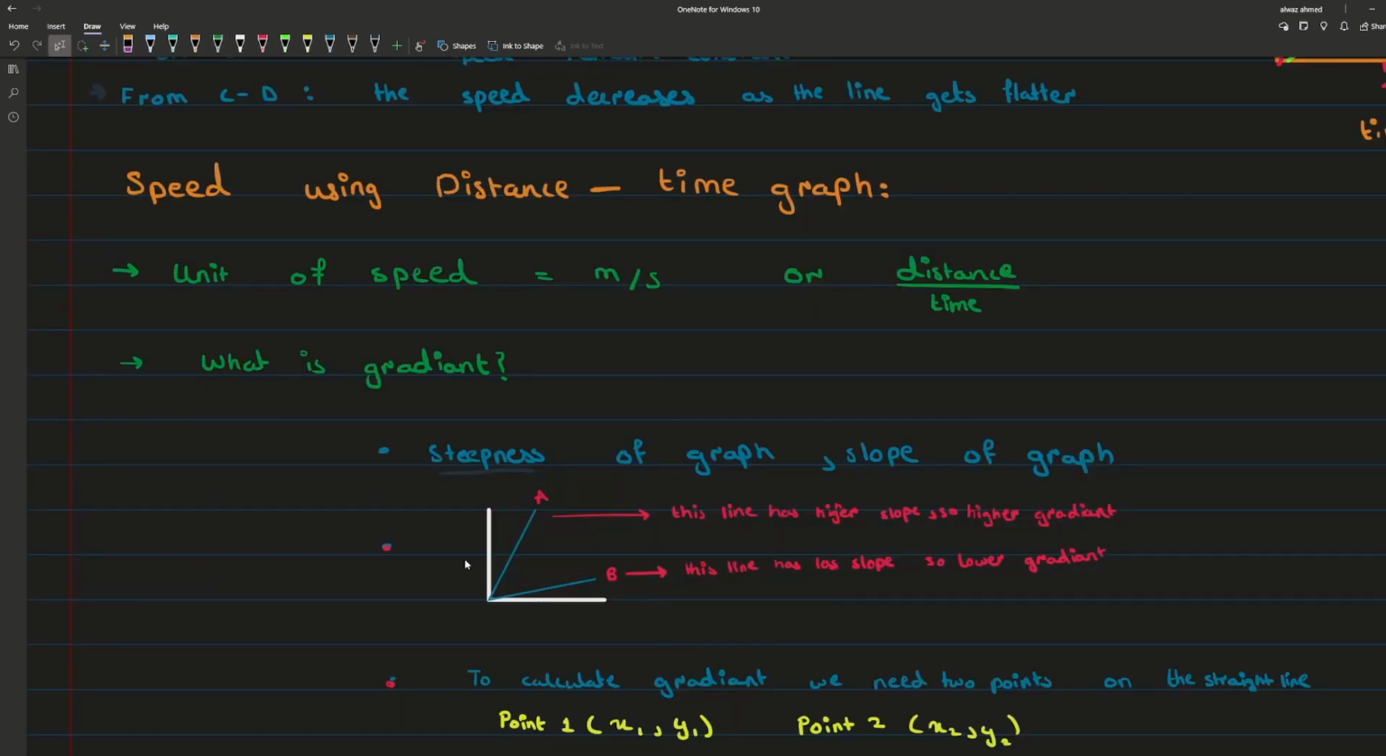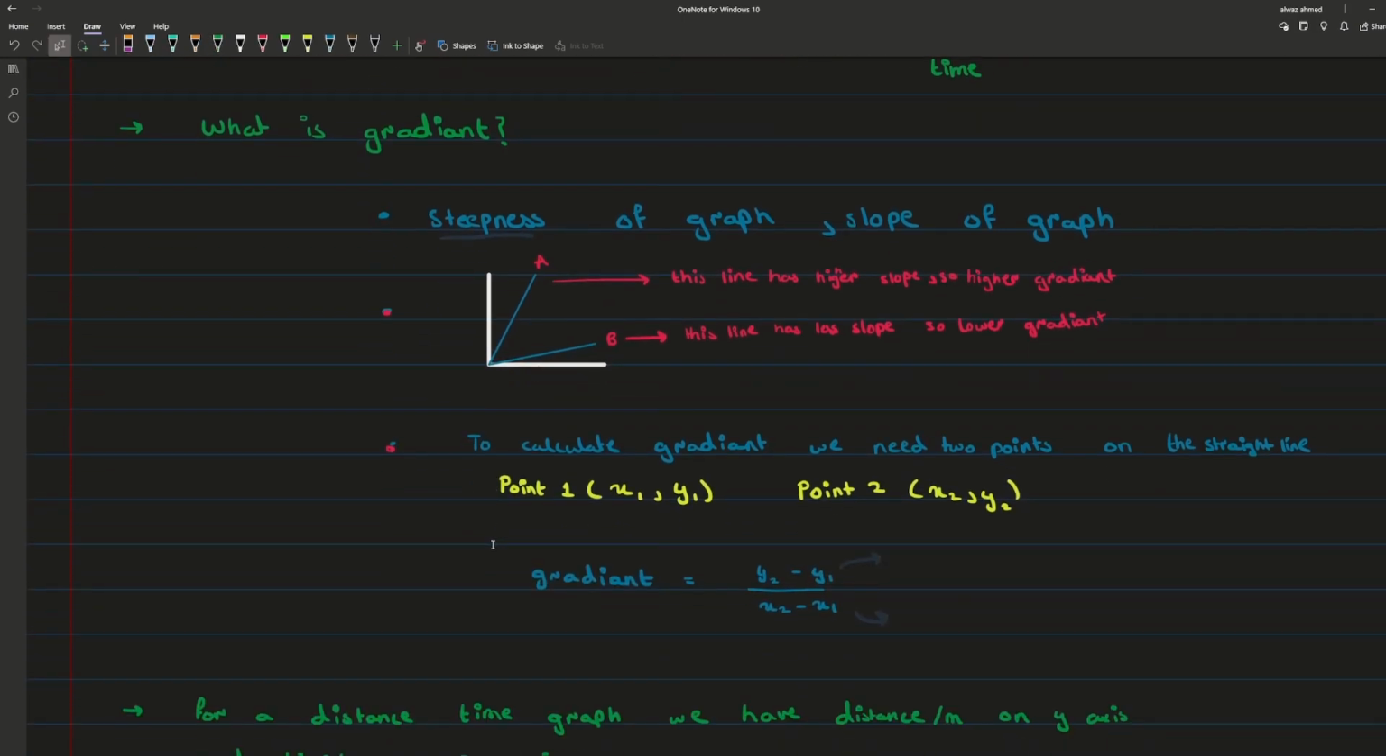Okay, so the last part of the distance time graph is how we can calculate speed using the distance time graph. We have to know that the unit of speed is meters per second, or distance over time. Just keep that in mind because that will help us to build the concept. Now before we move on, we need to understand what the gradient is. We've talked plenty about this before, so it's going to become much easier.